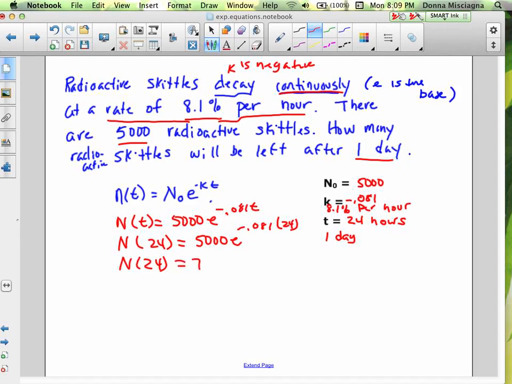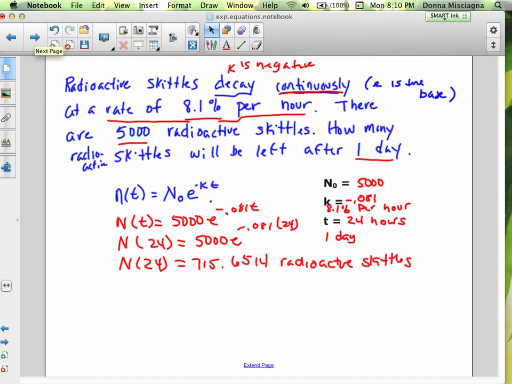We have 715. Boy, that's a lot of decay. 715.6514. So I'll just go to 3 decimal places. I usually use 3 or 4 decimal places. I'll go 4 here. 715.6514 radioactive Skittles. That's how many are left. Not too many after a day. You got a good chance of getting a good one. There's over 4,000 good Skittles there. It might take a chance that you don't get one of the 715 radioactive ones.